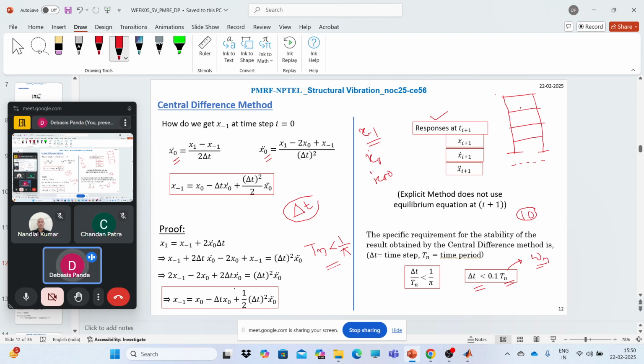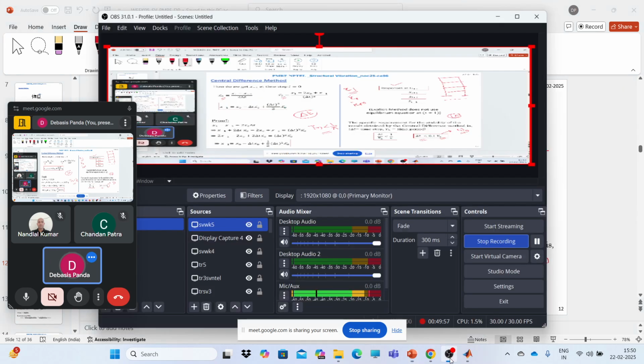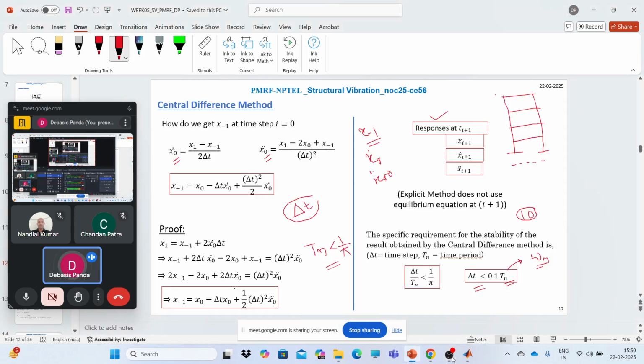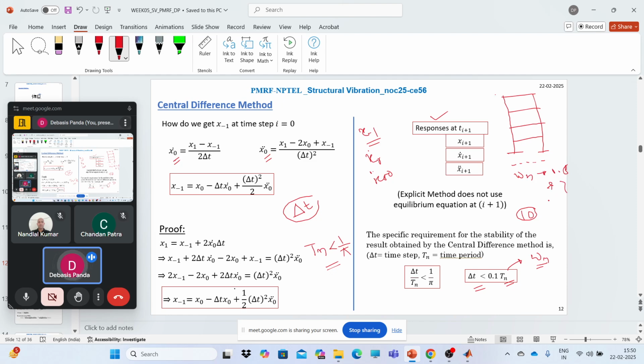So if I want to solve this structure with higher frequencies, and for this case, if the stability criteria or the stability condition is violated, then it will give us erroneous results. So for this structure, let's say we have different omega n, like 0.8 hertz, 4 hertz, 8 hertz, and say 10 hertz.